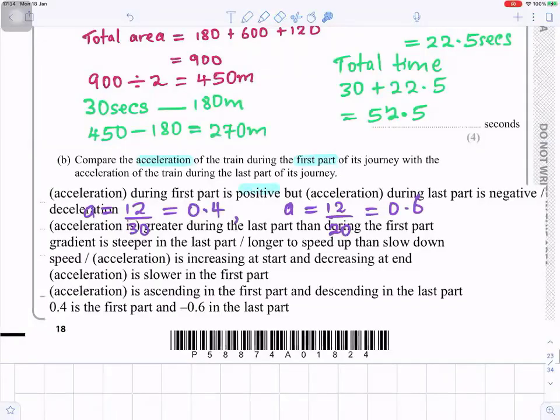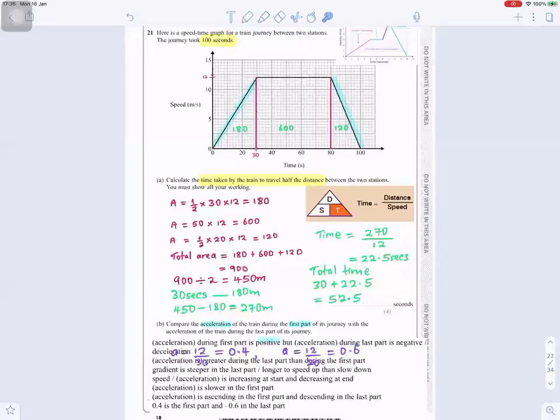And you can also say acceleration is ascending in the first part and descending in the last part, which is 0.4 positive going up and minus 0.6 negative coming down. So that's your complete answer for question 21. Work out the area of each, add them together, and then work out the total time. And then you can work out the acceleration for each part and compare them. And notice that one is acceleration and the other one is negative acceleration, or what they call deceleration.